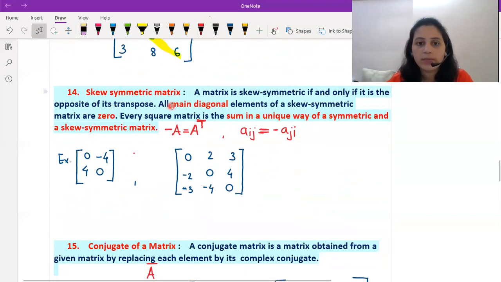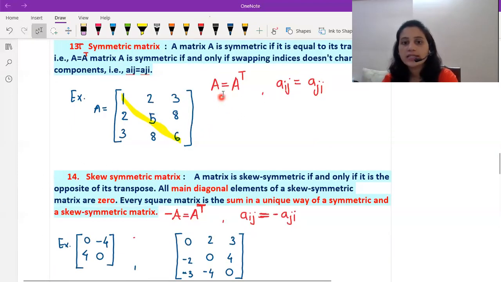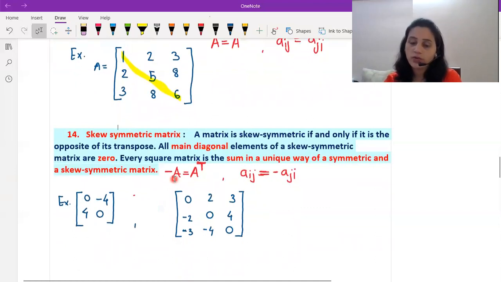Now skew-symmetric matrix. A matrix is skew-symmetric if and only if it is opposite to its transpose. All main diagonal elements of a skew-symmetric matrix are 0, and every square matrix is the sum in a unique way of a symmetric and skew-symmetric matrix. Now let's see one by one. So skew-symmetric matrix. Now in symmetric matrix, we can say A is equal to its transpose, and in skew-symmetric matrix, minus of A, negation of the given matrix, is equal to the transpose of the matrix.